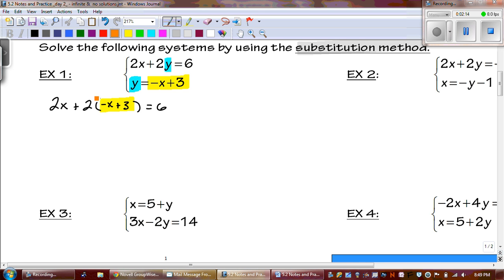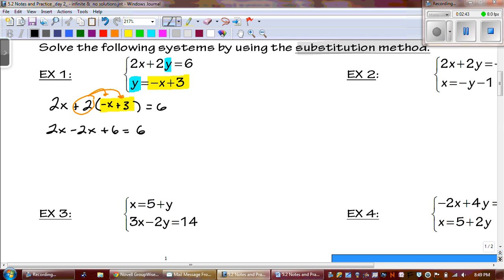So what we have to do is take this positive 2 and distribute. The 2x stays the same. 2 times negative x gives us negative 2x. 2 times 3 gives us positive 6. And we're left with 2x minus 2x plus 6 equals 6.